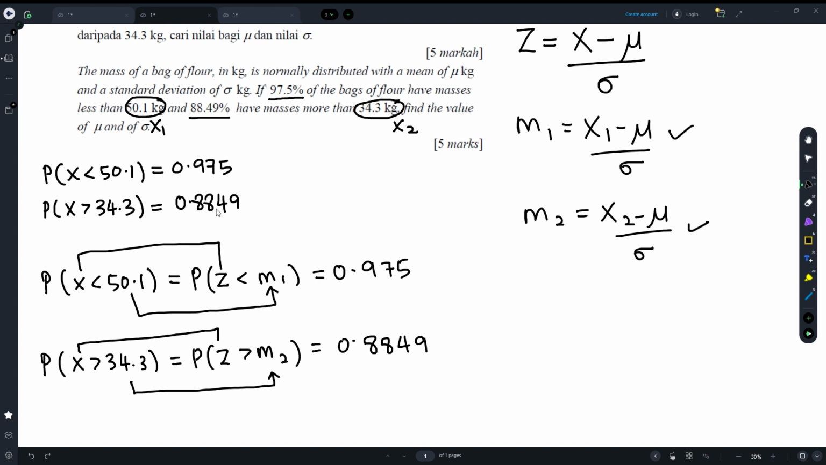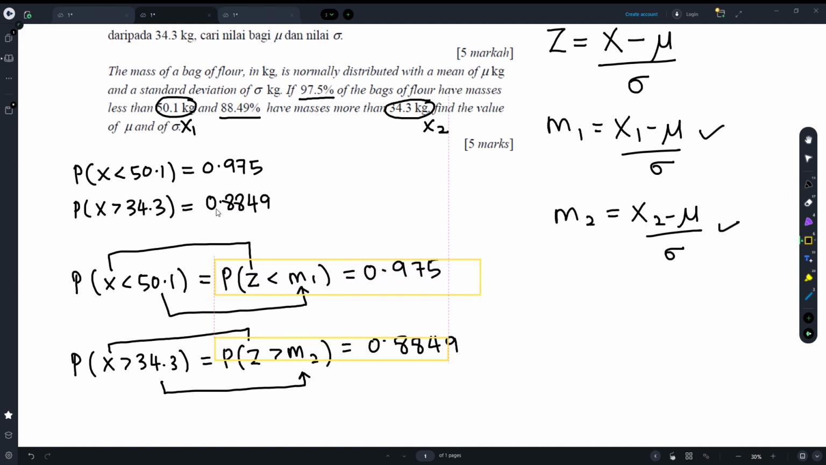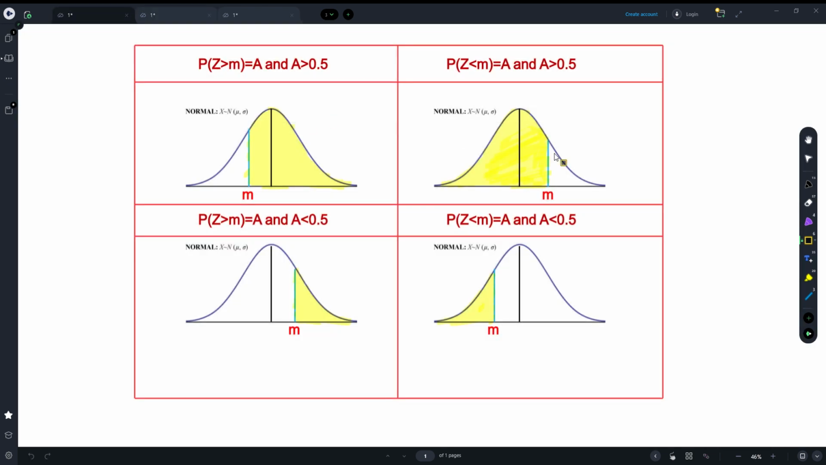So we have two statements here. The first statement, which is this one, and then we have the second statement, which is this one. After this, how we are going to continue all depends on the explanation that I'm showing you here. There are four scenarios that can happen whenever we have a statement like what I showed earlier.